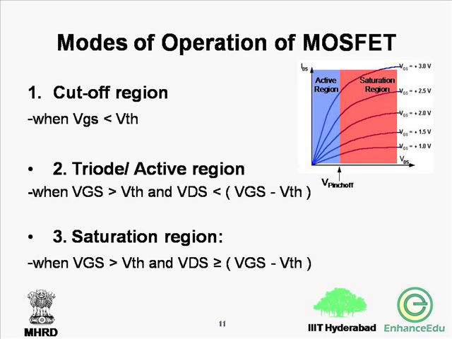So the modes of operation of the MOSFET are nothing but the cutoff region, the active or the triode region, and the saturation region. That is, as discussed, when the VGS is below the threshold, the device is in the cutoff region. When the VGS is greater than the threshold and VDS is less than VGS minus VTH, the device is in the active region. And if the VGS exceeds the threshold and the VDS exceeds VGS minus VTH, the device gets into the saturation region.